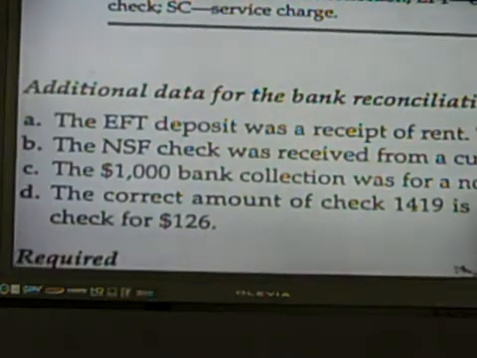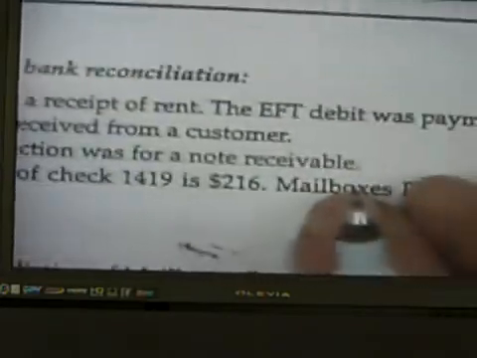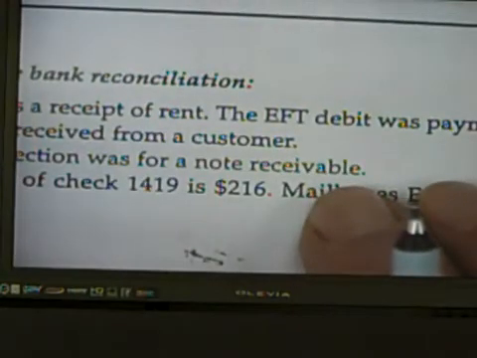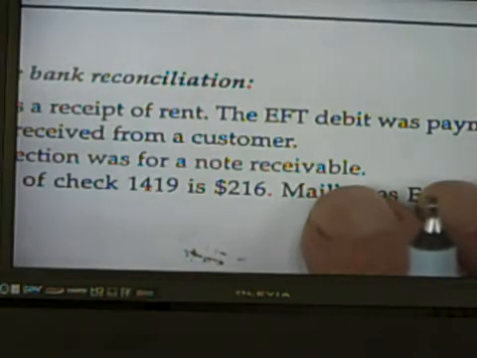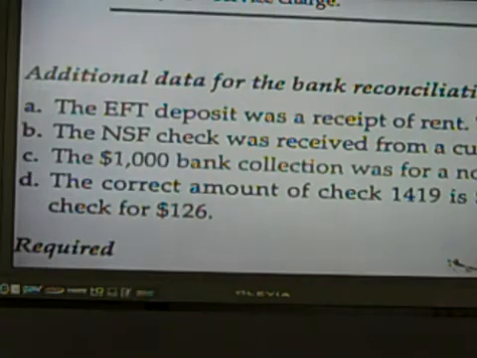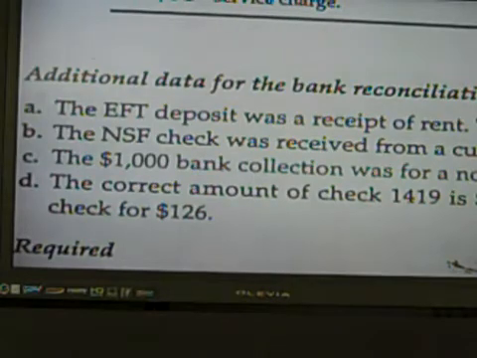Then it says the $1,000 bank collection was for a note receivable. Somebody owed us money on a note. Instead of writing that check to us and sending it to us, they sent it directly to the bank, and the bank put it into our account. Now that was good for us because it got to our account sooner than if it had come to us. So the bank collected that for us, did us a favor, and put it straight into our bank account.